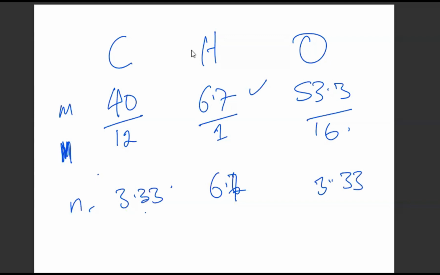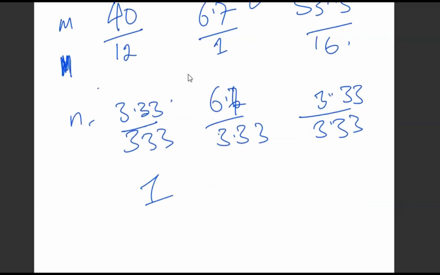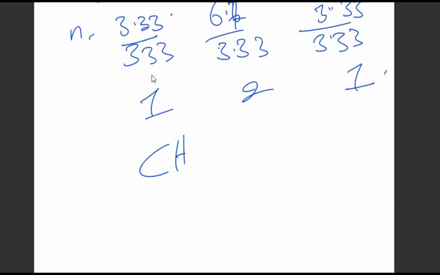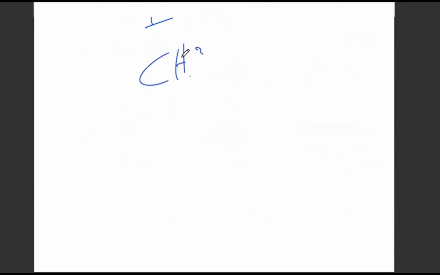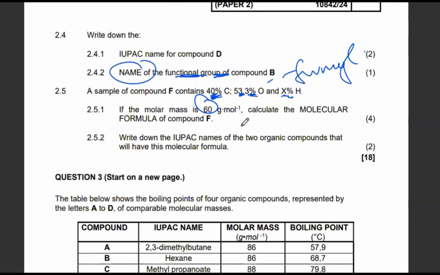Now after that, I divide by the smallest. So now this one is going to be 1, this is going to be 2, and this one is going to be 1. So it means that carbon is 1, hydrogen is 2, and oxygen is 1. So that is it. This one you get the marks, so it must be correct division and so on.